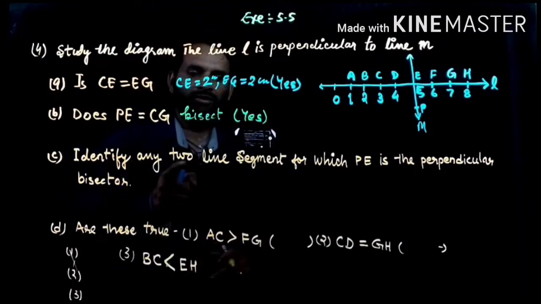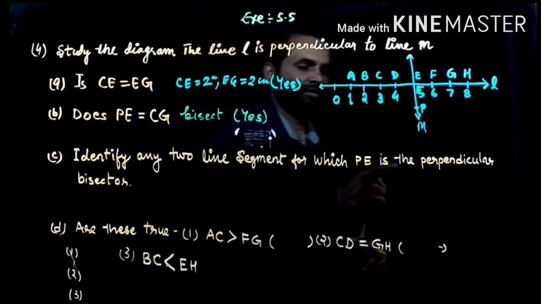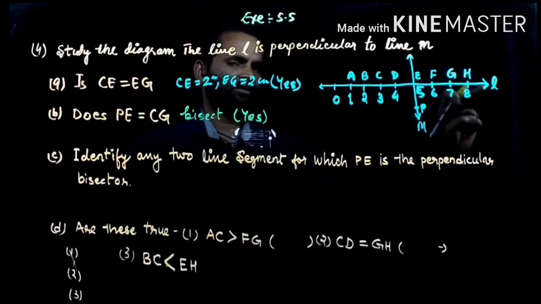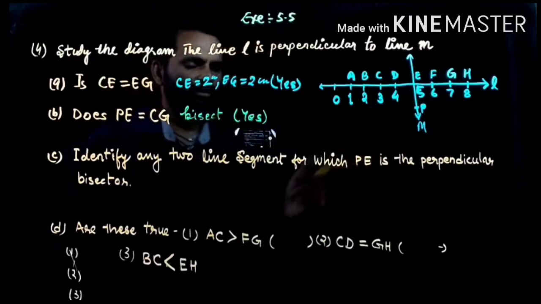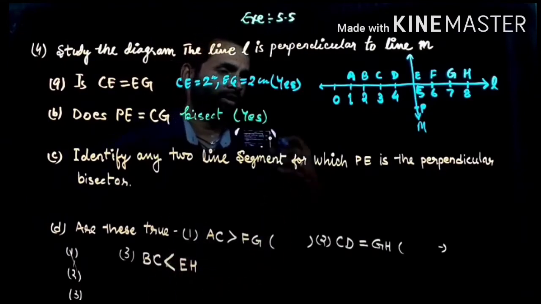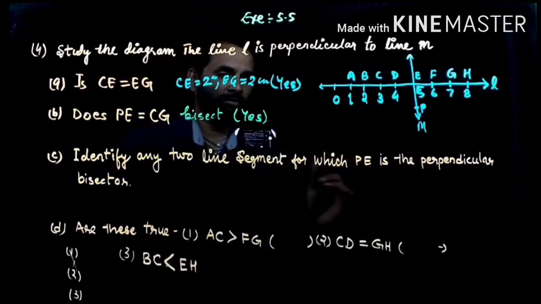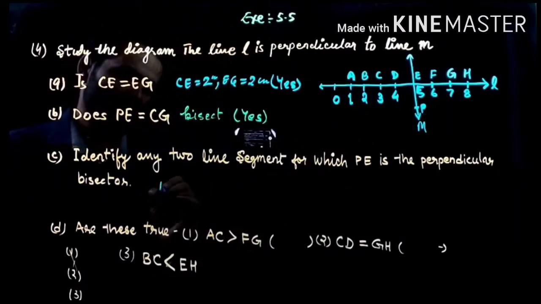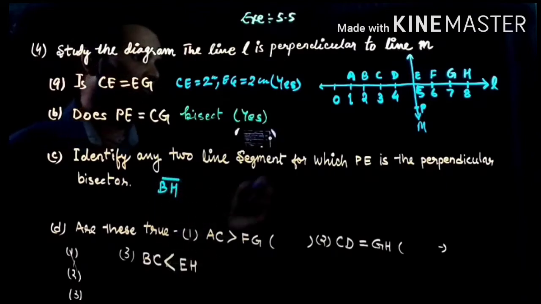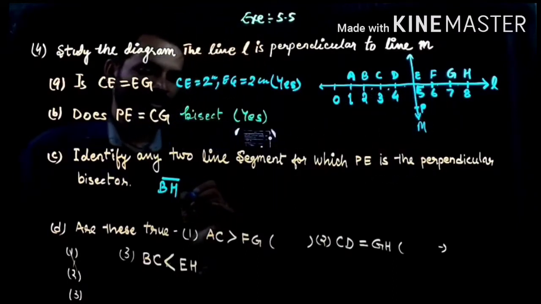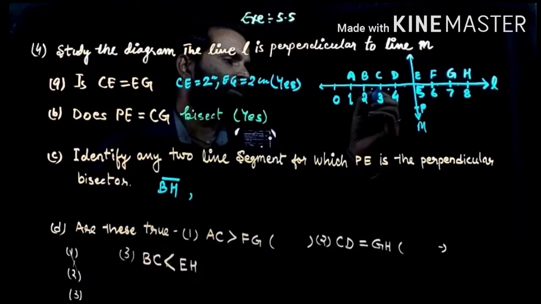Now third, identify any two line segments for which PE is a perpendicular bisector. PE is the line segment, and PE is the bisector of this line. So you write the names of the two line segments for which it is the perpendicular bisector. The first name is BH, from B to H, 1 2 3, 1 2 3. Okay, second is C to G, so CG.